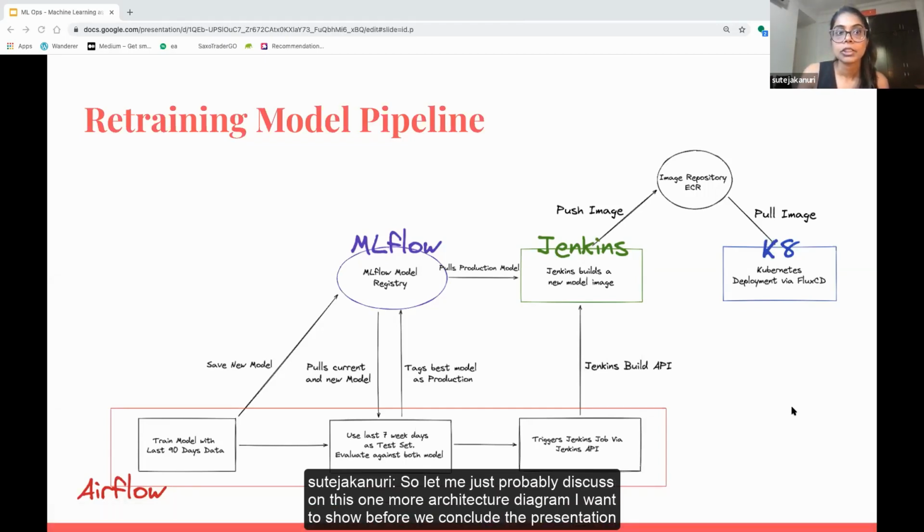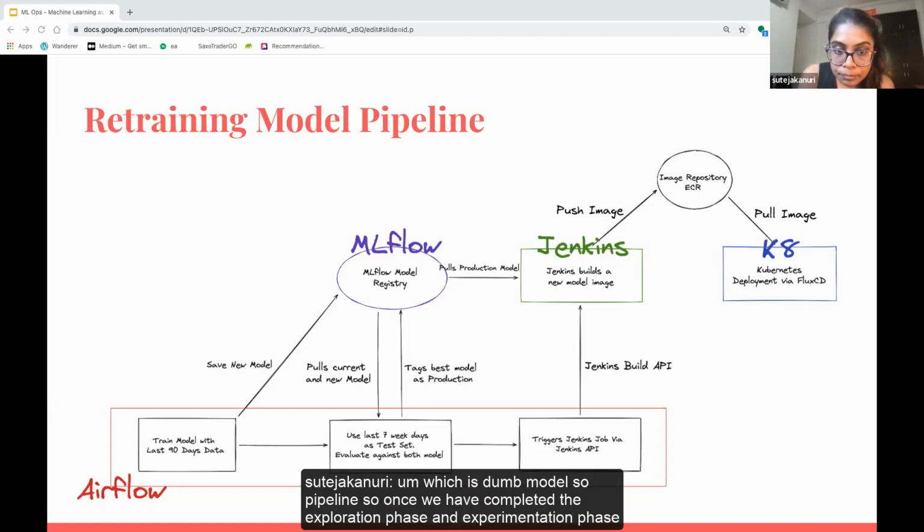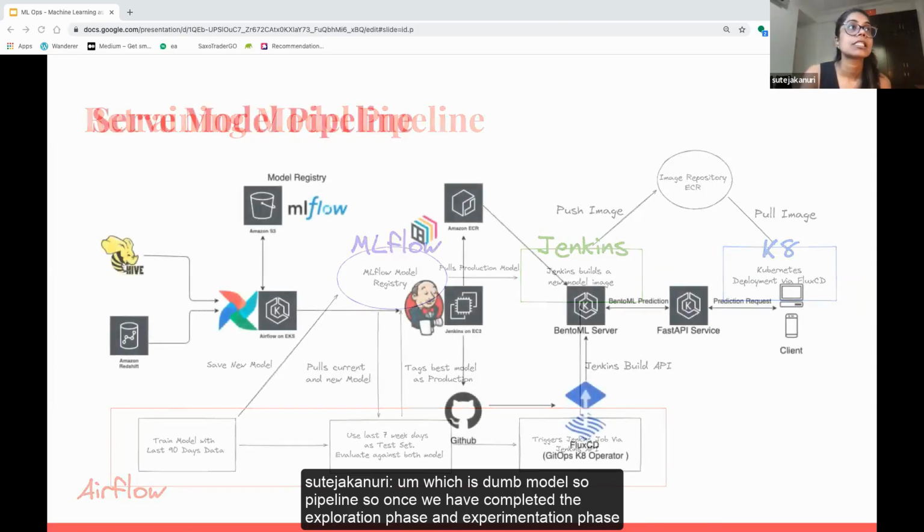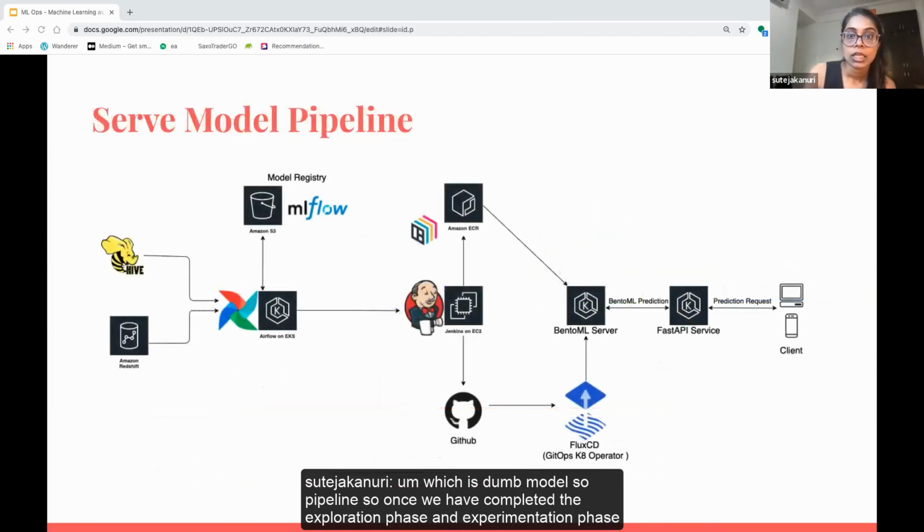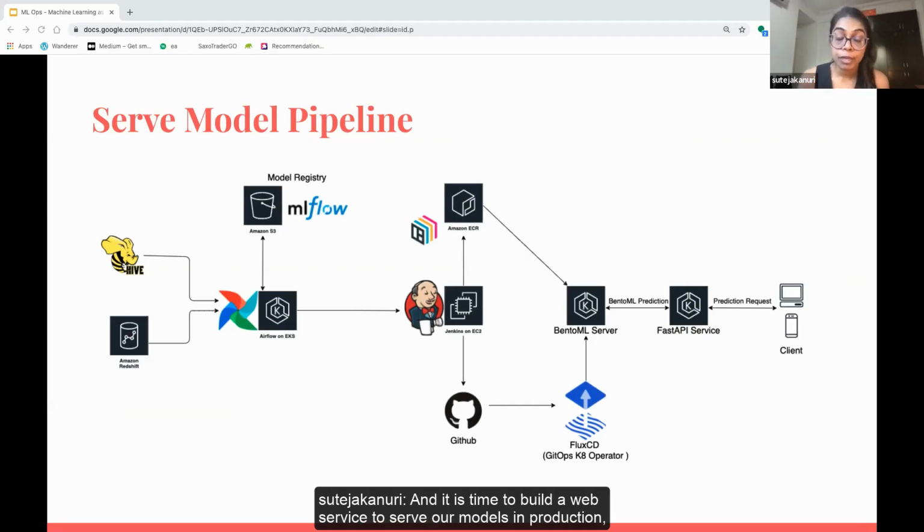So let me discuss one more architecture diagram I want to show before we conclude the presentation and open up for Q&A, which is the model serve pipeline. Once we have completed the exploration and experimentation phase of our machine learning models, it is time to make it live, and time to build a web service to serve our models in production.